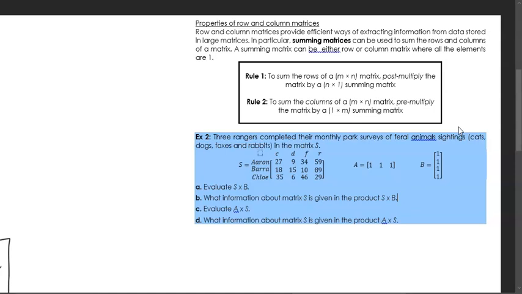So I'm not going to explain these rules word for word. I will relay back to it when I do the example. Row and column matrices provide efficient ways of extracting information from data stored in large matrices. These matrices might look large in comparison to the previous work, but when we say large matrices, computers have the ability to store hundreds, thousands, even millions of digits within themselves.